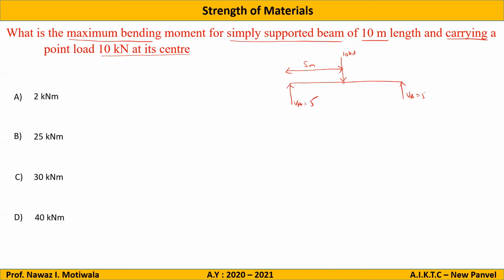Now I want the maximum bending moment. We know that at A and at point B it will be 0. So the only point which has maximum moment is C. Moment at C is 5 multiplied by 5, which is equal to 25. So the answer is B, 25 kilonewton meter.